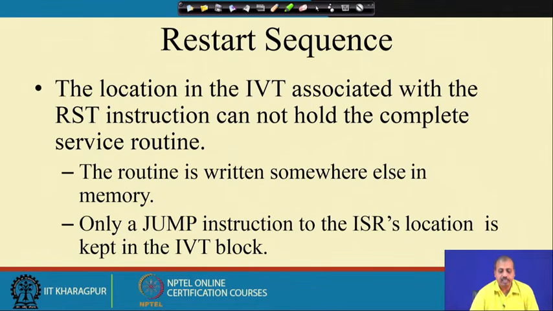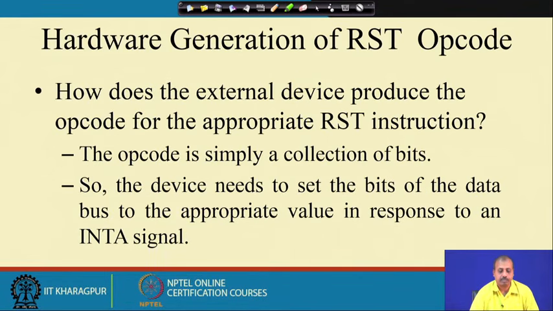The location in the IVT associated with the RST instruction cannot hold the complete service routine. As I said, we have only 8 bytes free for holding the interrupt service routine at the location of the IVT. So, the actual routine is written somewhere else in memory, and only a jump instruction to the ISR's location is kept in the IVT block. This is the standard procedure for writing the interrupt service routine of any processor. In the IVT we keep a jump instruction, and from there it jumps to some address, and at that address the actual ISR is located.